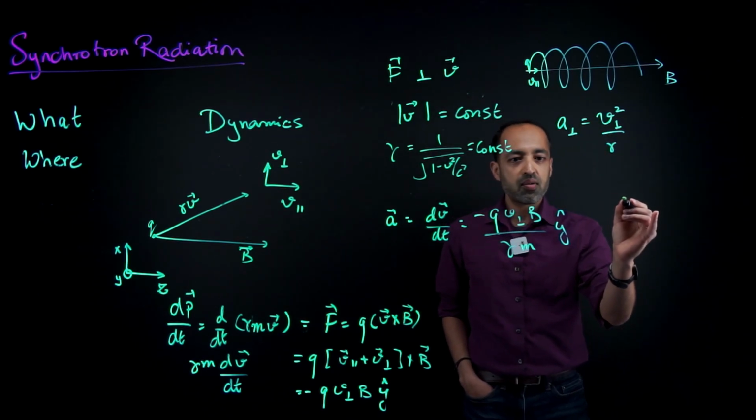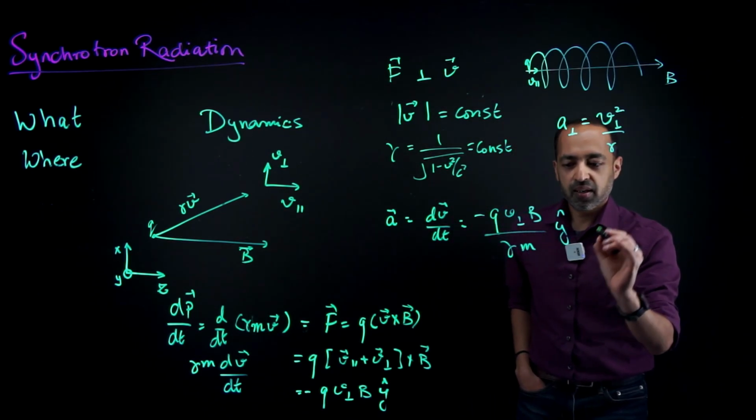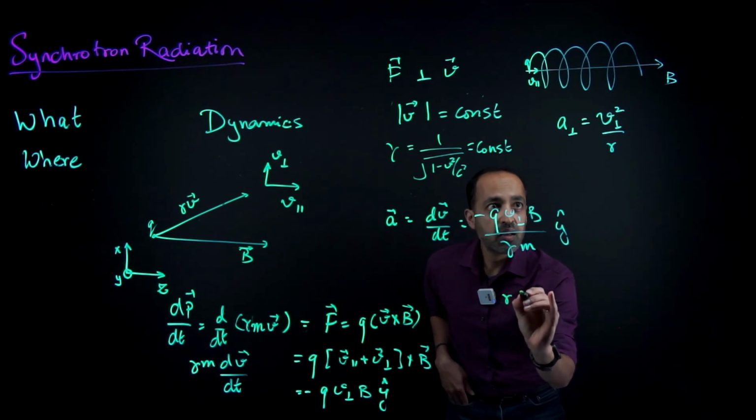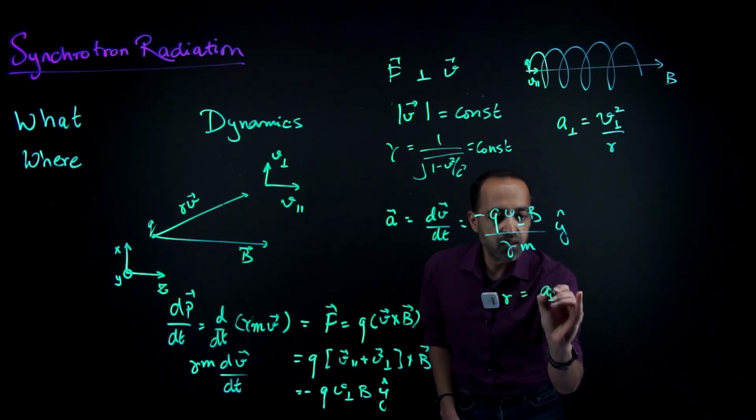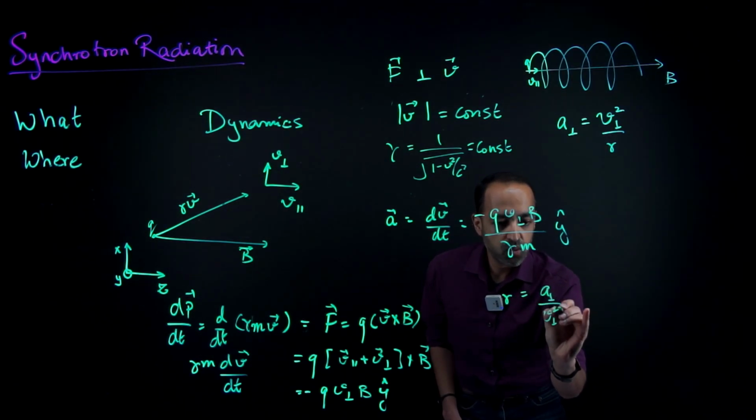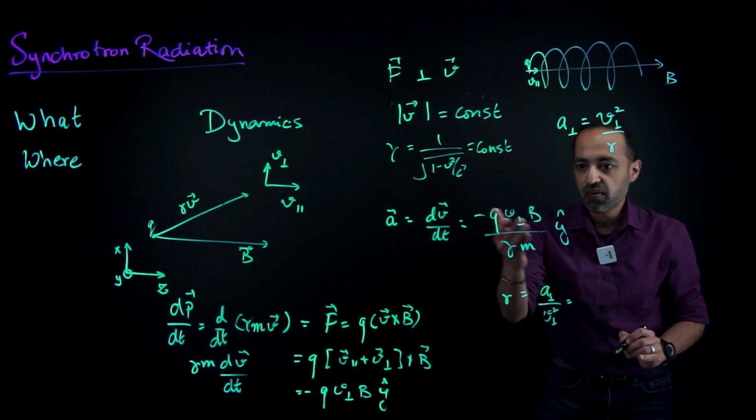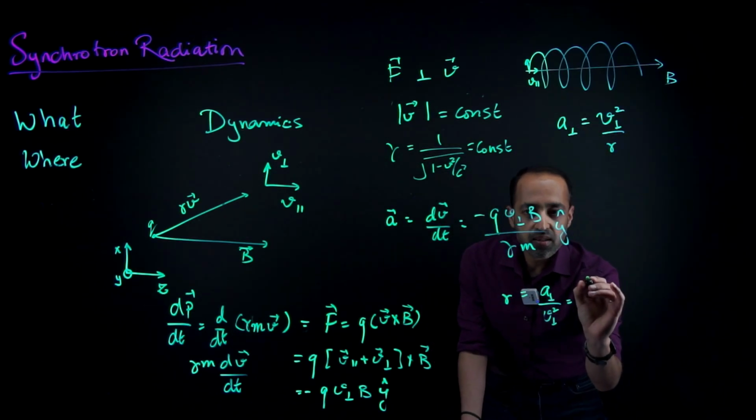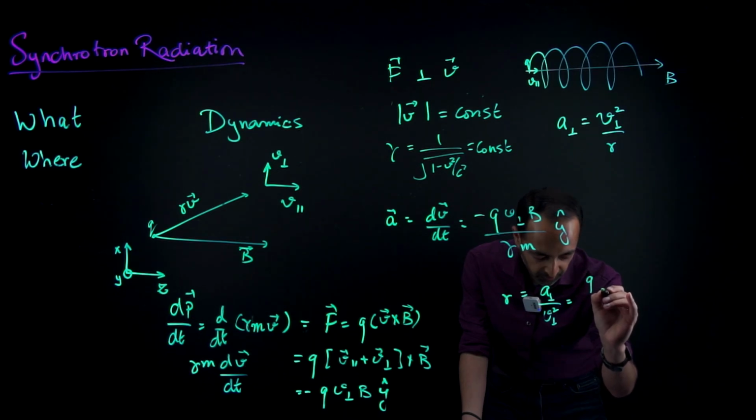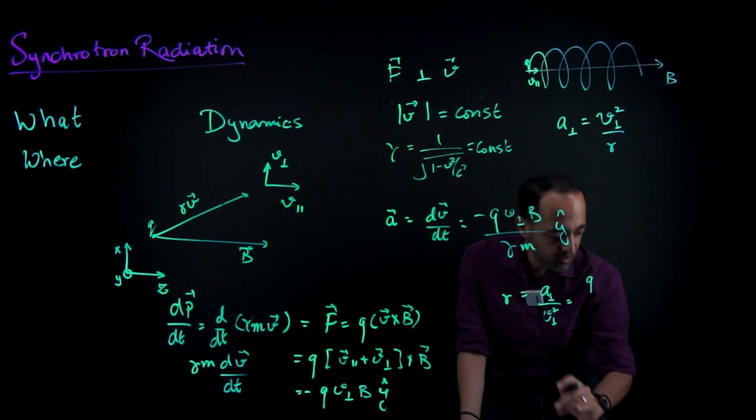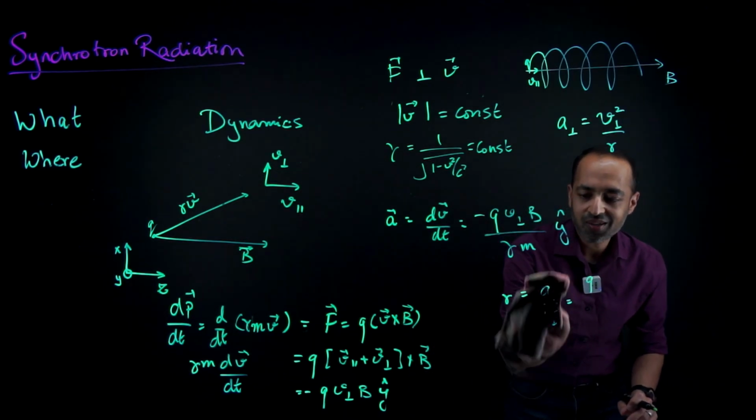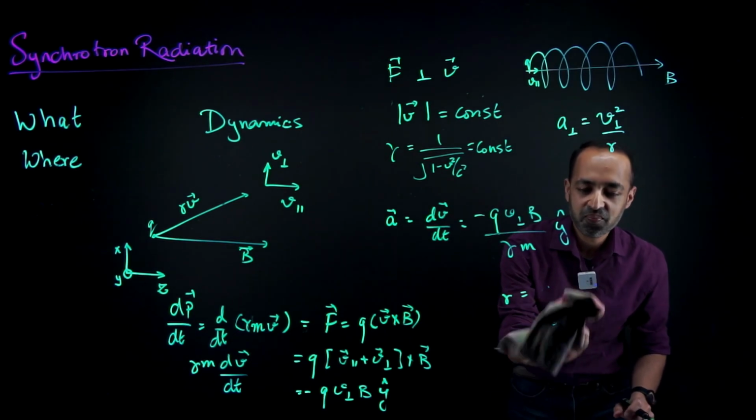So let's write that down. We have r, which is a perpendicular over v perpendicular squared, and of course we have our a perpendicular here. So it's the other way around, isn't it? It's v perpendicular squared over a perpendicular.